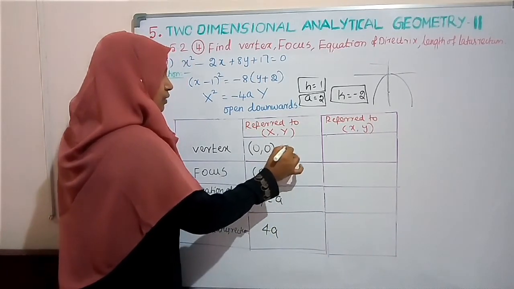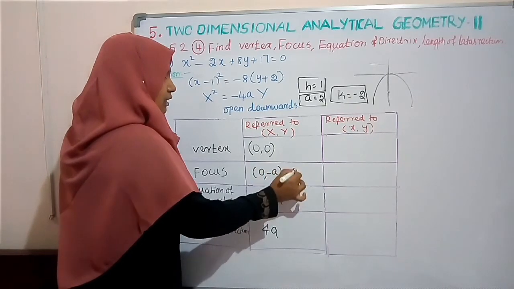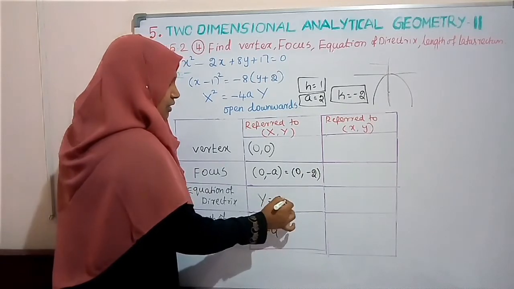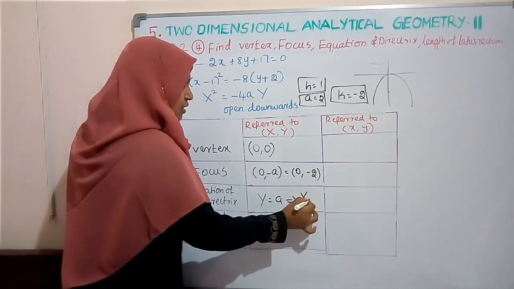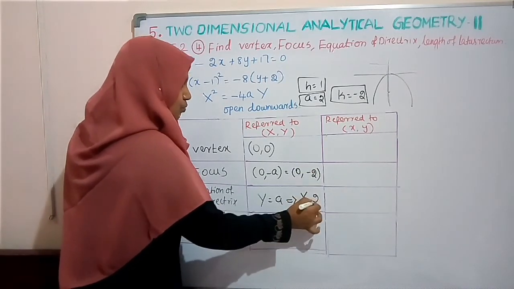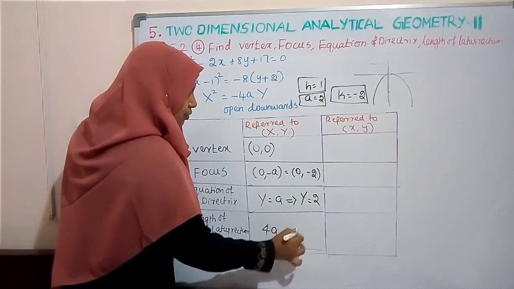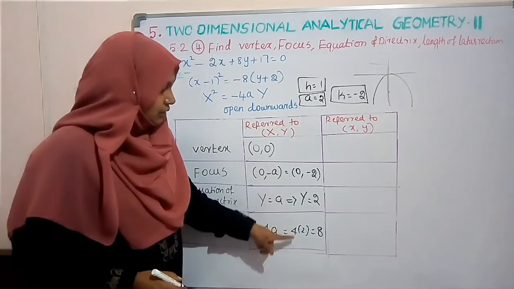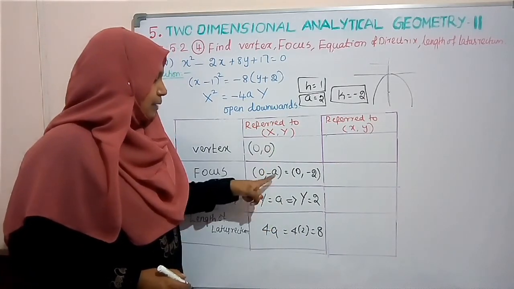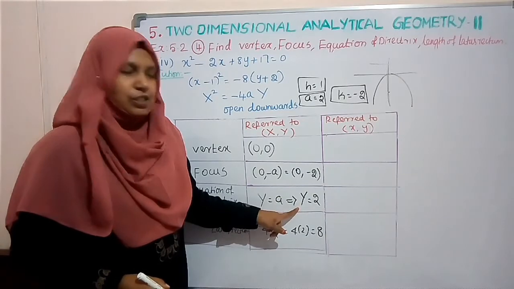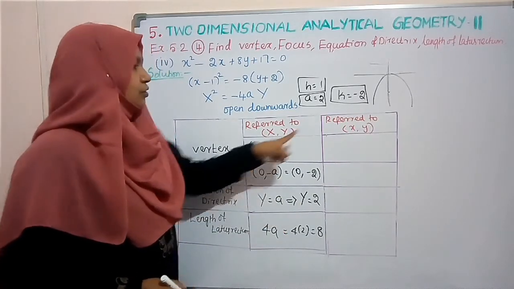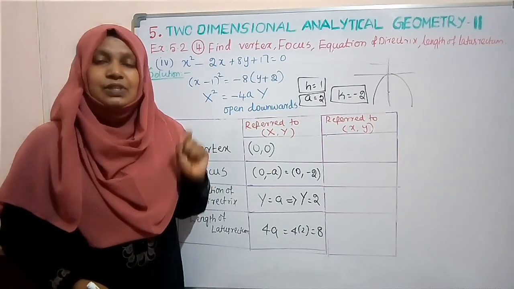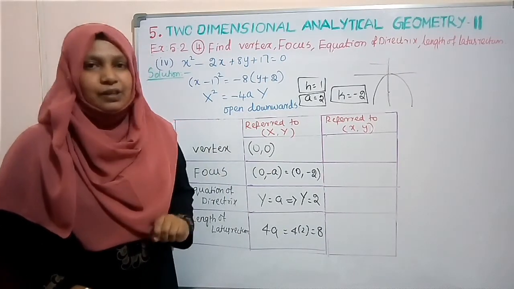Just substitute the value. It is 0 comma 0 only. Here 0 comma minus a means 0 comma minus 2. And Y is equal to a means Y is equal to 2. And here 4 into 2, 8 units. Okay. So just write the values like this. Using capital XY, we should write the equation. Okay. After that, to convert it into small xy, just add h with the x coordinate and k with the y coordinate.